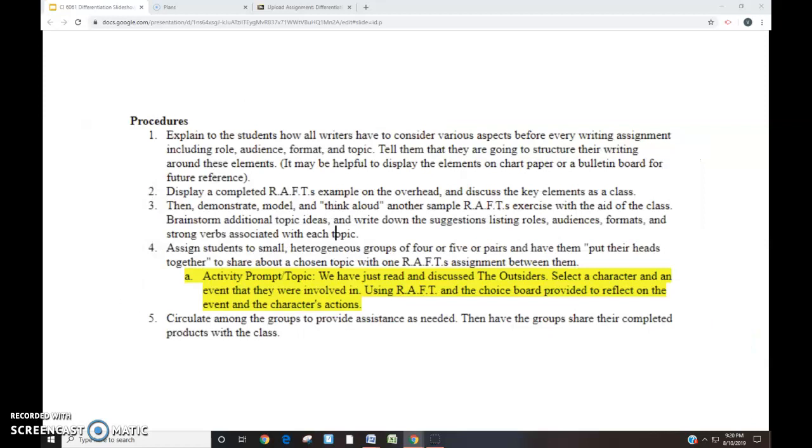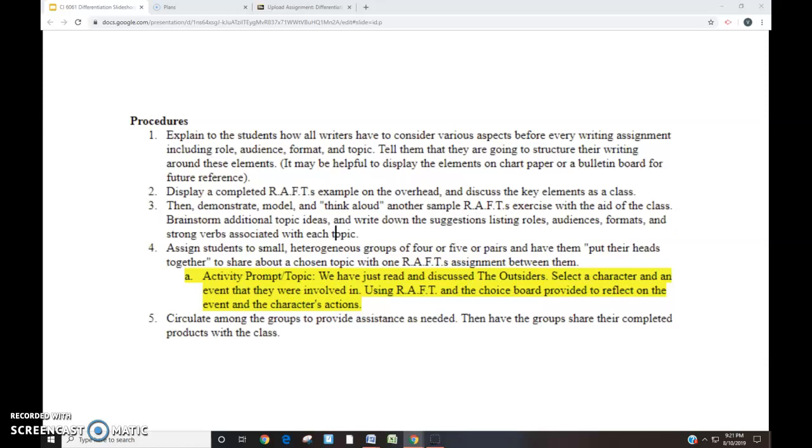Here's an example that I used in my ELA class. And again, you can see the RAFT components. The prompt for this particular activity was, we have just read and discussed The Outsiders. Select a character and an event that they were involved in. Use RAFT and the choice word to provide and reflect on the character's actions.